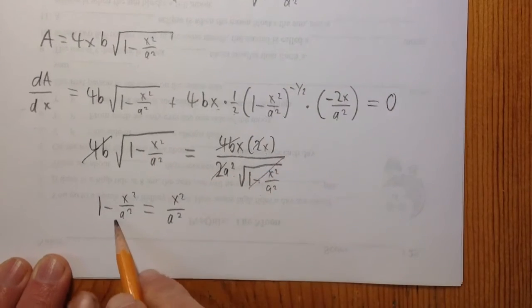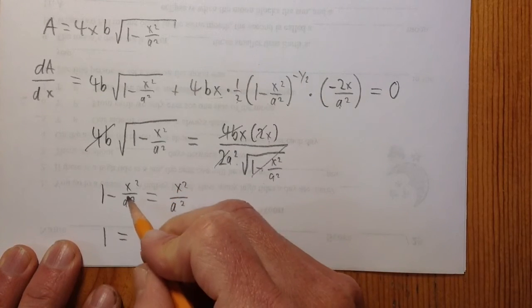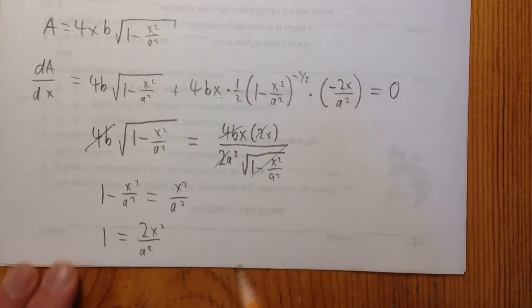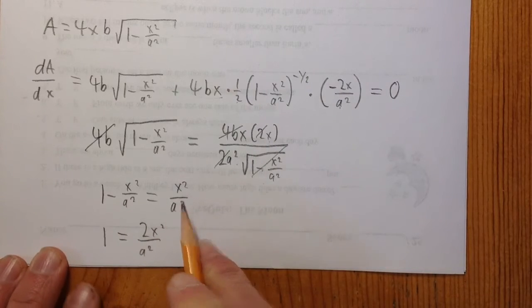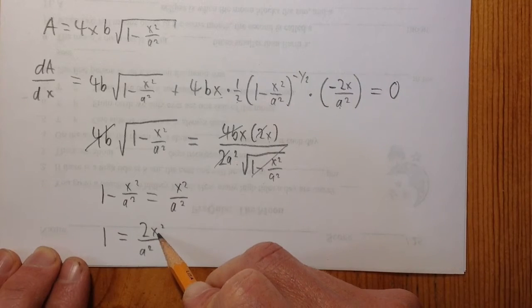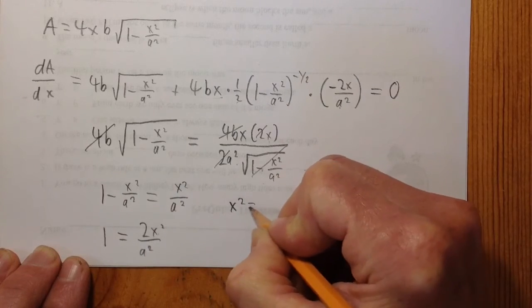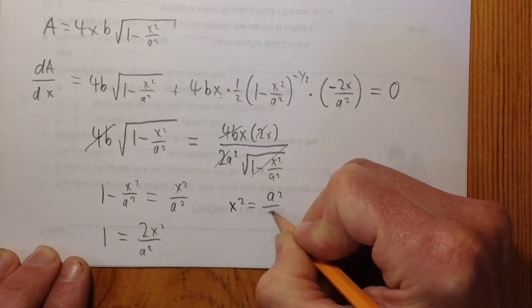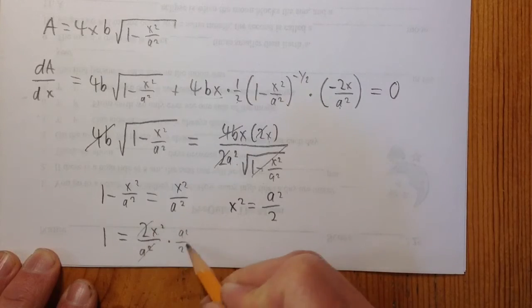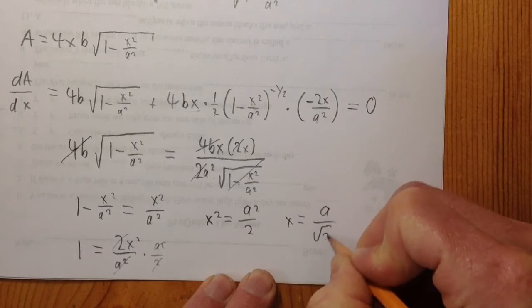Yeah, okay. Now, let's put this x squared over here. So now we have 1 is equal to, we add x squared, we have 2 of those, so 2 x squareds over a squareds. Right, add this to that side, now we have 2 of them. I'm looking for x. So x squared is equal to a squared over 2. Right, multiply both sides by a squared over 2, then these cancel. Yep, that's right. Or x is equal to a divided by the square root of 2.